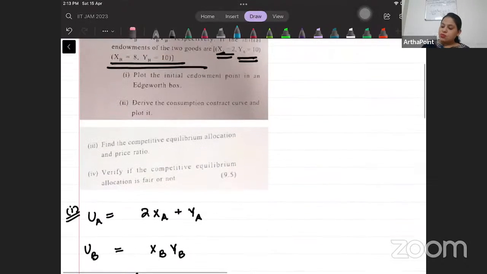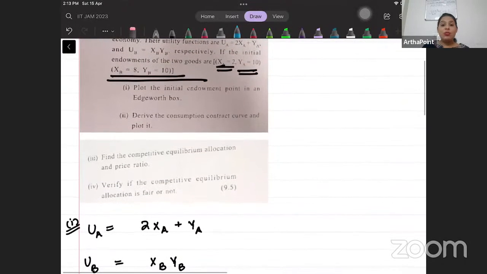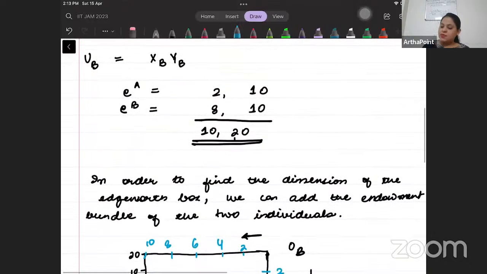Now it tells you to mark the initial endowment point in the Edgeworth box. If I mark the endowment of individual A, it means automatically the endowment of individual B would be marked, right?